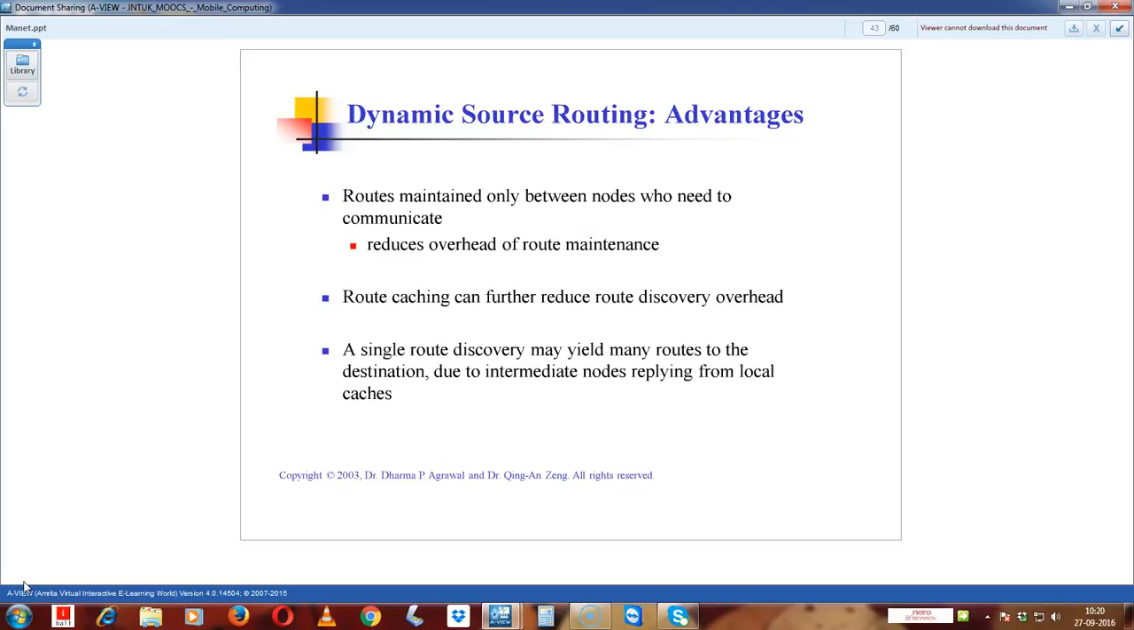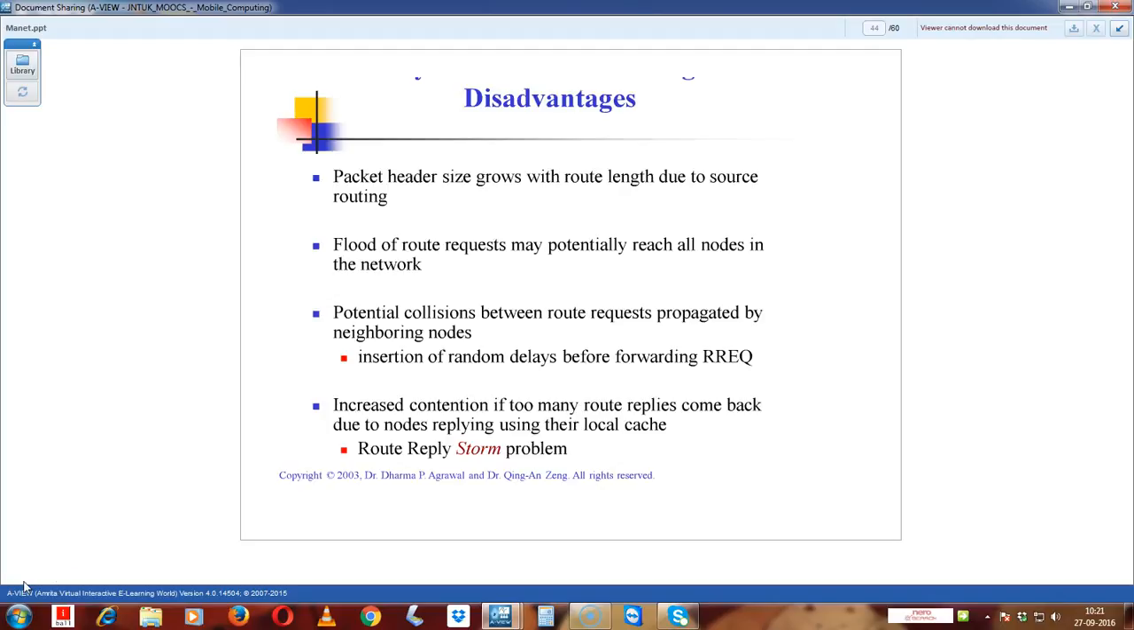If an intermediate node has the route to the destination, we can actually transmit the reply packet to the source from there only, because from the intermediate node onward to the destination we have the route. That is how by using route caching we can reduce route discovery overhead. We can reduce the time in discovering the route. A single route discovery may yield many routes to the destination due to intermediate nodes replying from local caches. So these are some advantages of your DSR, dynamic source routing.